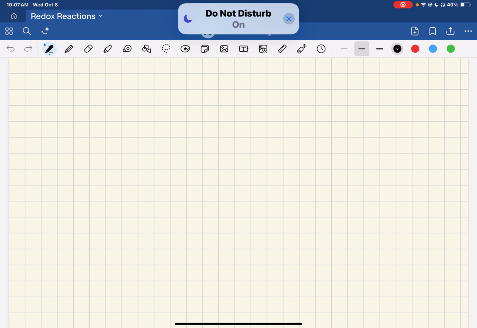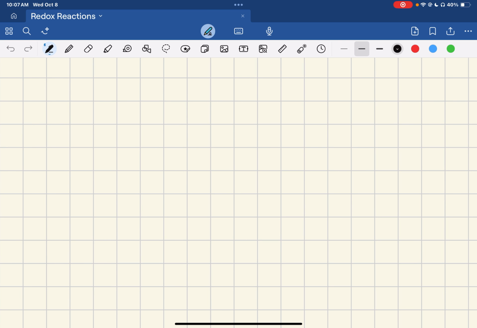All right, guys. So just like I promised, I'm going to show you how to do some of these redox reactions. First, we're going to start off with how we assign oxidation numbers. We start off kind of slow because, trust me, this progressively gets harder and harder as we continue on, especially when it comes to balancing them.